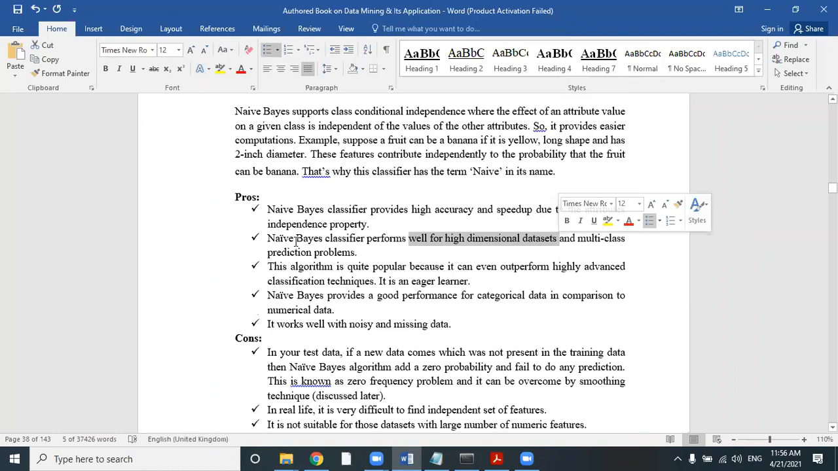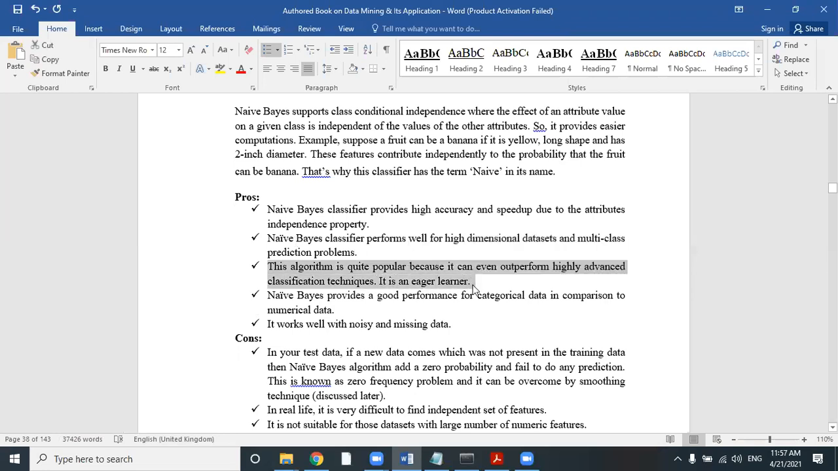High dimensional means the data set contains a high number of dimensions. Dimension means a large number of features or attributes. In those kinds of data sets, naive Bayes performs well. This algorithm is quite popular because it can even outperform highly advanced classification techniques.